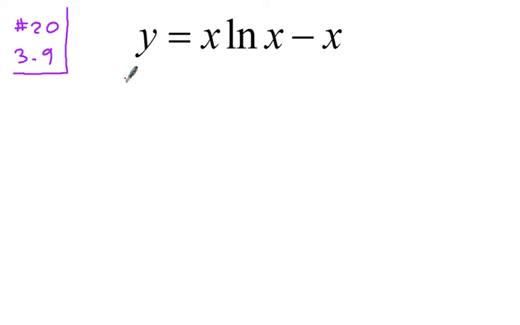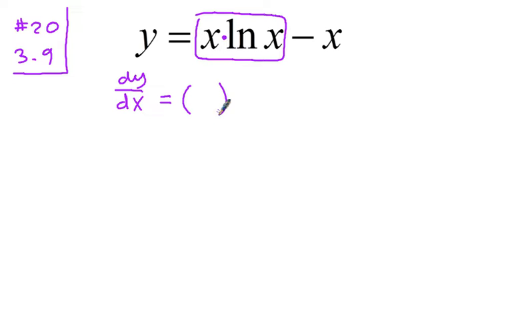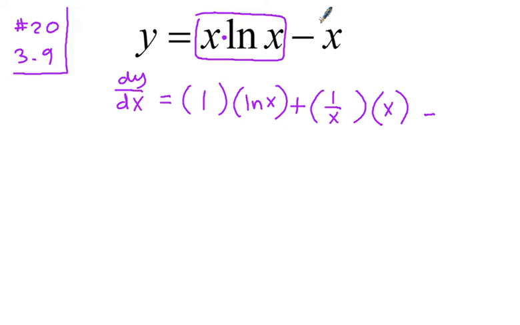All right. So looking at this first component, this is the product of x and log x. So we need the product rule to find the derivative. Here goes. The derivative of the first, slope of x is 1, times the second, plus the derivative of the second, derivative of log x is 1 over x, times the first, minus the slope of x, which is 1. Okay, and that formula should give us the slope.